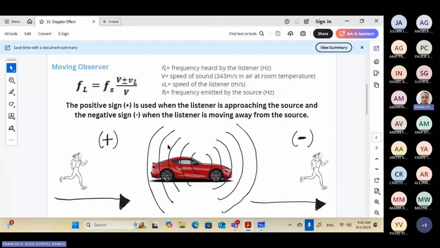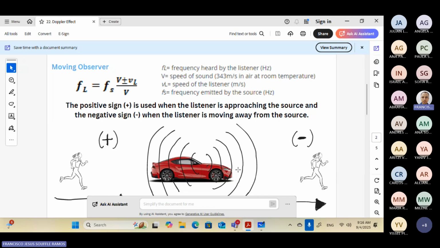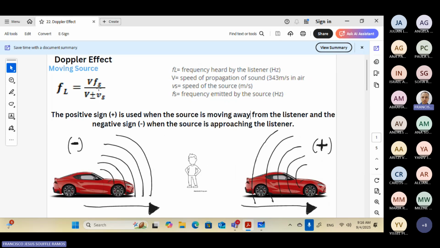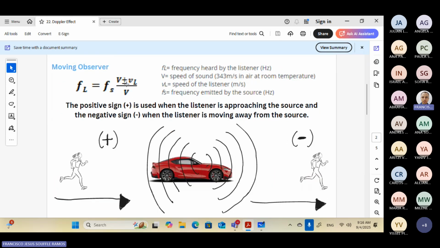Now the second one, the idea is different. The car is not moving. The car is fixed, it's parked. It's making a sound, but you are the one moving now. So if you are moving and approaching the car, or you are moving away from the car, you will have to do different things. And actually the formula is different also. You can see right here, it doesn't look like this one. It's the other way now, but the values are the same.